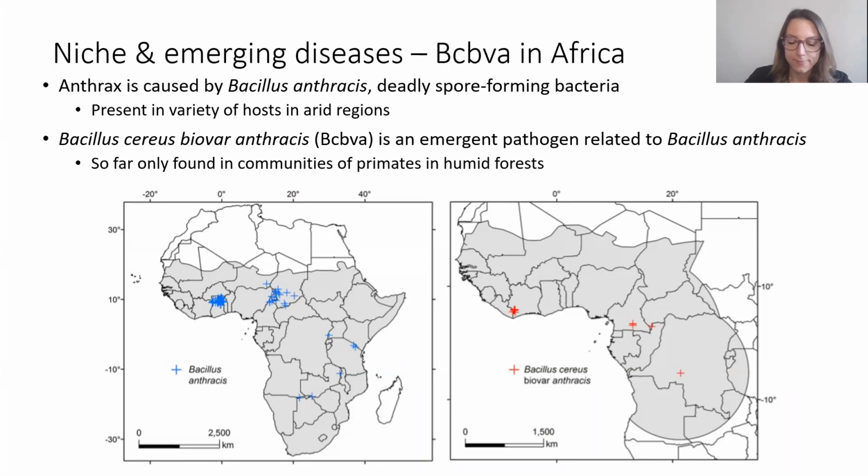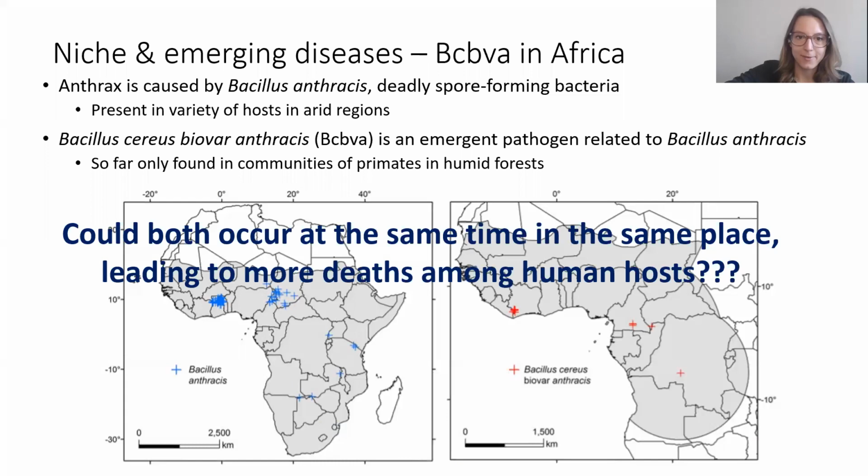But because anthrax is such a deadly type of bacteria, a deadly pathogen, scientists were worried: we don't know that much about this new emergent type of bacteria. Is there ever a potential time when these two could both pose a threat to people who are living in this part of the world? So they weren't sure. They asked themselves, could both of these bacteria occur at the same time in the same place? And could that potentially lead to more deaths among human hosts?